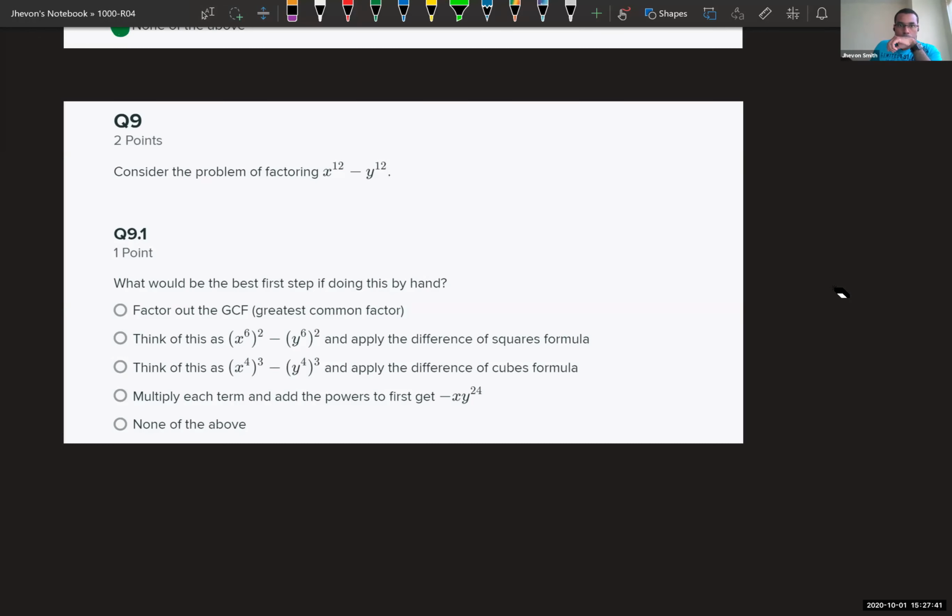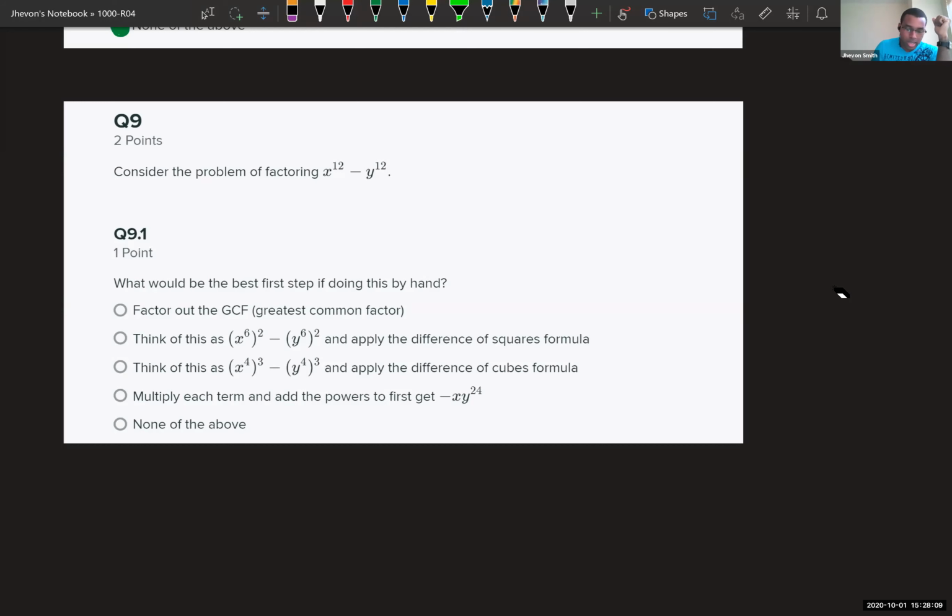Difference of squares. Apply the difference of squares, right? The best first step is not the GCF because there is no GCF. You can look at it. You don't know if x and y have any common factors, so there's nothing for you to pull out. There are 2 options that are viable. You can think of the powers as 6 times 2 and then use a difference of squares formula, or you can think of the powers as 4 times 3 and use the difference of cubes formula.